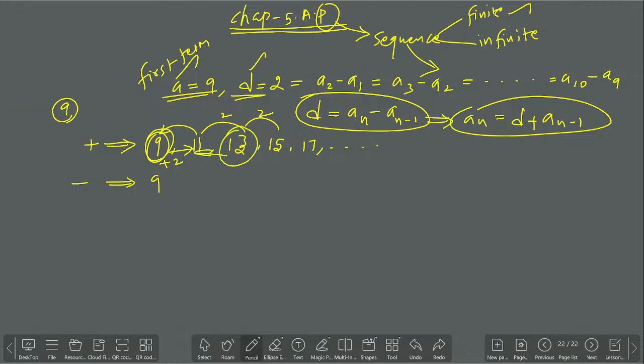If I need 13, what do I want to do? Along with the previous term, I want to add the common difference. What is the common difference? 2. When I add, what am I getting? 13. Like that. Do you understand?